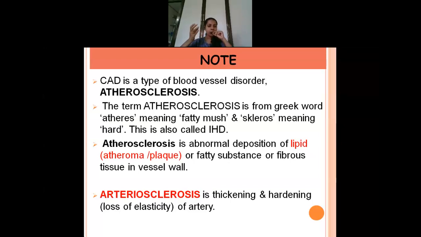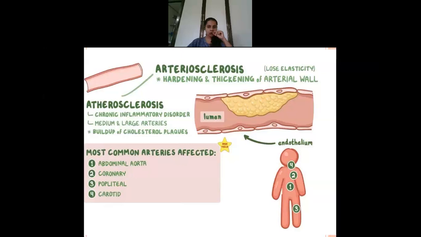Both atherosclerosis and arteriosclerosis take a very long time to develop. Remember, in atherosclerosis there is fat or lipid accumulation, while arteriosclerosis means there will be thickening and hardening of the artery, where the artery will lose its elasticity. So this is what I wanted to explain, atherosclerosis and arteriosclerosis. Atherosclerosis also refers to CAD, which I am taking right now. Arterio means hardening of the blood vessel.